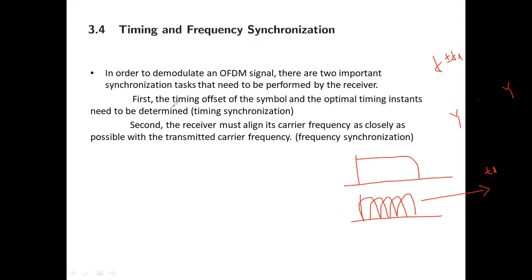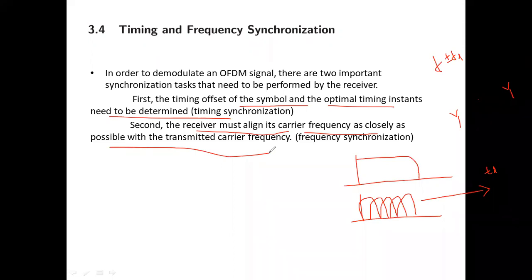Let us read this author's version. The timing offset of the symbols and the optimal timing instance need to be determined. So when shall we receive the data? The second is that the receiver must align its carrier frequency as closely as possible to the transmitted carrier frequency. Remember there was an experiment called PLL, or phase lock loop.